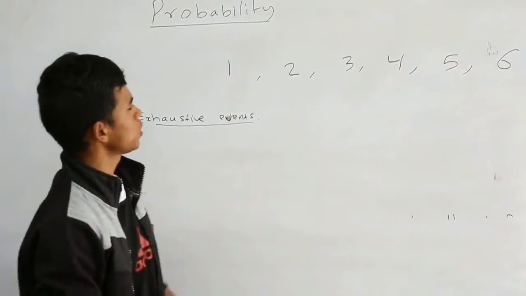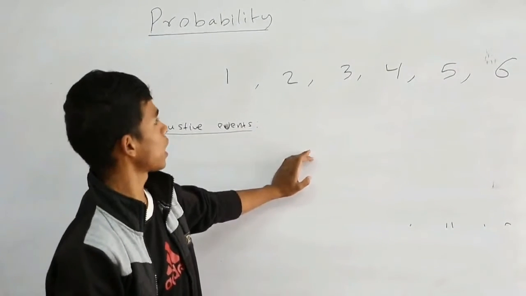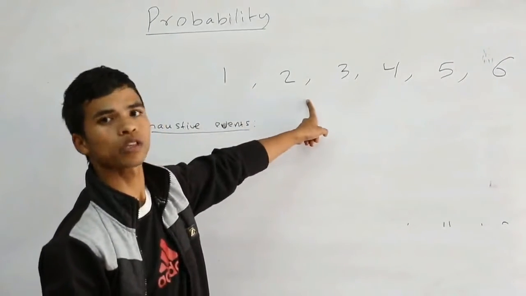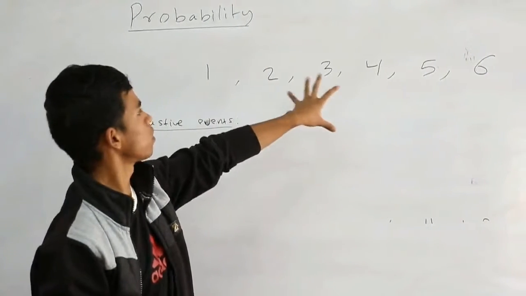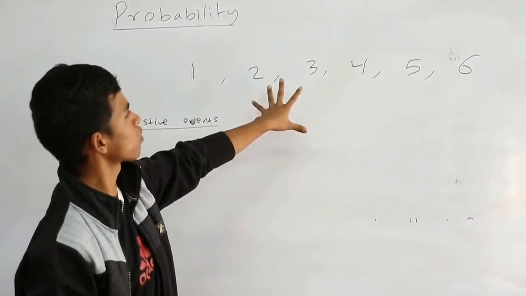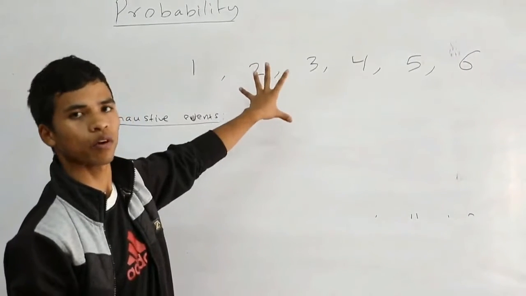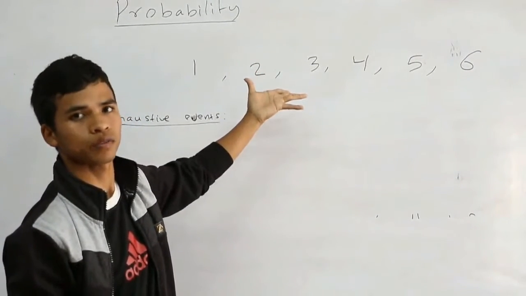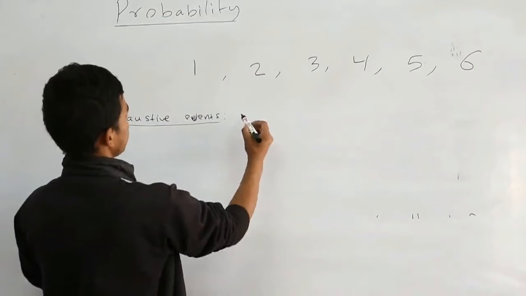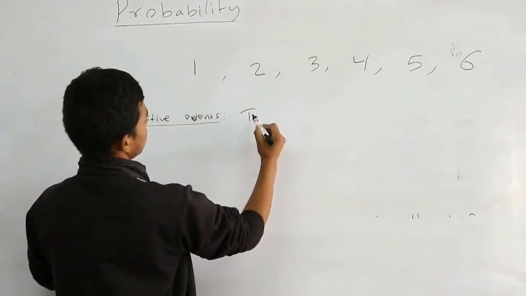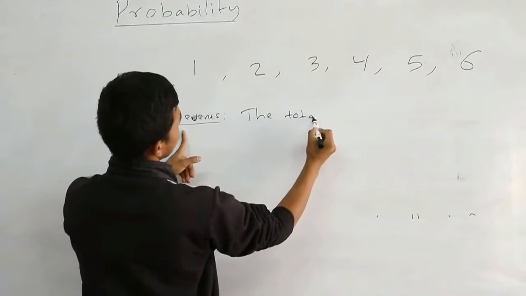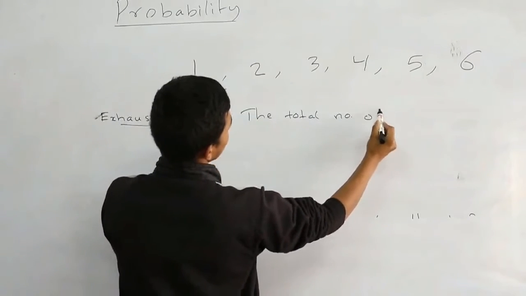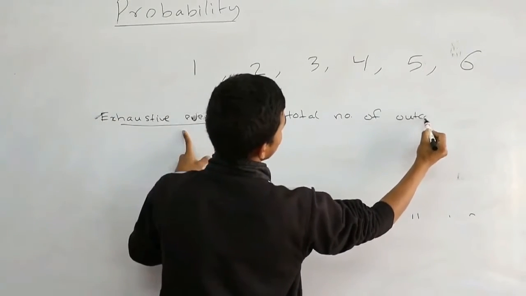Exhaustive events. When you throw a die, these are the only possible outcomes. You cannot find any more. It will stop only with this number of outcomes. This total number of outcomes is called exhaustive events. So this is simple. Exhaustive events means the total number of outcomes.